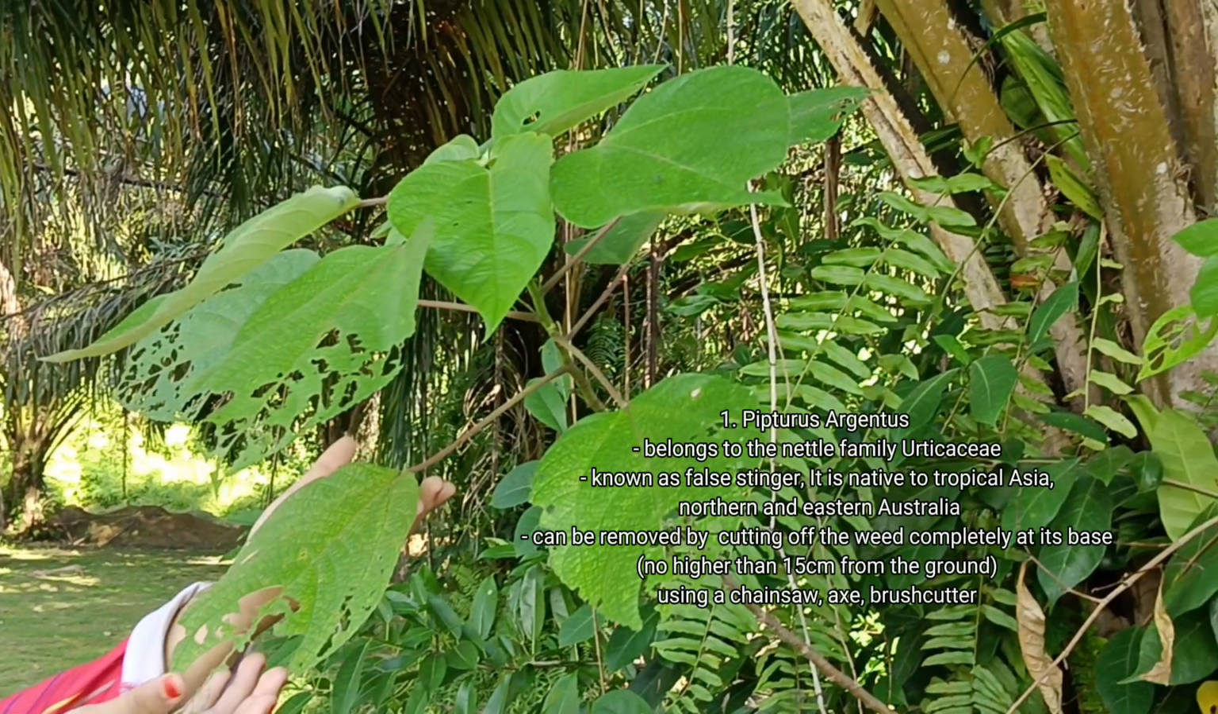The first weed that you always see in oil palm is Pipturus argenteus. It belongs to the family Urticaceae and is also known as false stinger, and it's native to tropical Asia, northern and eastern Australia. We can remove this by using mechanical equipment or any equipment near the farm unit, such as cutting off the weed completely, at best no higher than 50 cm from the ground, by using a chainsaw or brush cutter.